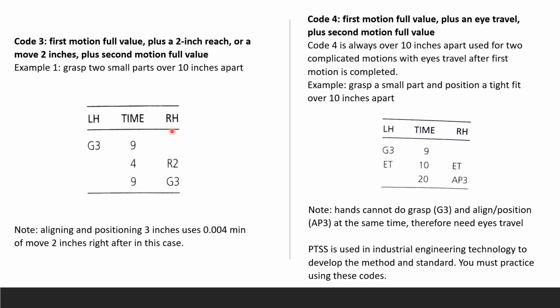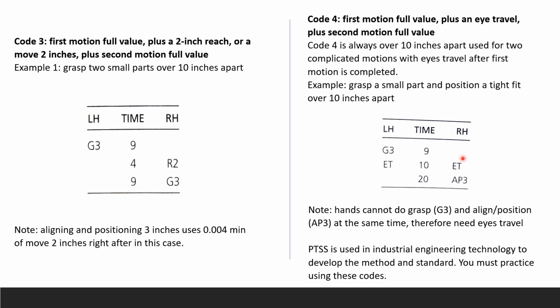And here is where showing the code with your reach code. So if you want to go with move code, you're going to put M right here, okay? The code for first motion, full value, plus we're going to go eye trouble, so therefore ET. Doesn't say how many units, so just go 0. Plus second motion, full value, so the same 3 here and 3 right there, okay? The second motion is different. The first one is your grabs, and the second one is your align and position. So hands cannot do grabs and align position AP3 at the same time, full value, okay? So therefore you need your eye trouble.